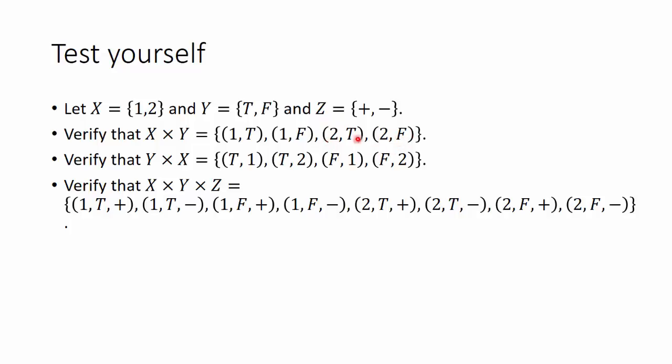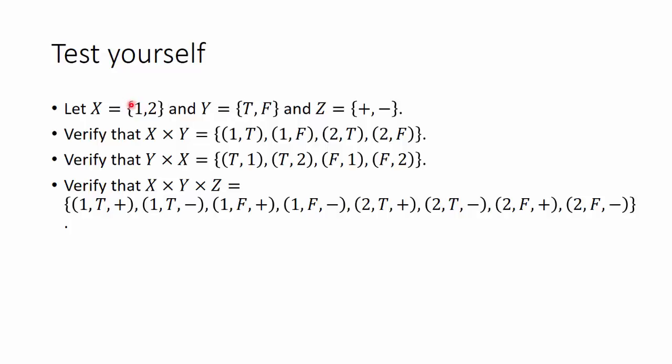And we can see that the first part of each ordered pair comes from the set X, which comes first in the product. And the second part of the ordered pair comes from the set Y, which is the second part of the product. So T is in Y, F is in Y, T is in Y, F is in Y. 1 is in X, 1 is in X, 2 is in X, 2 is in X.